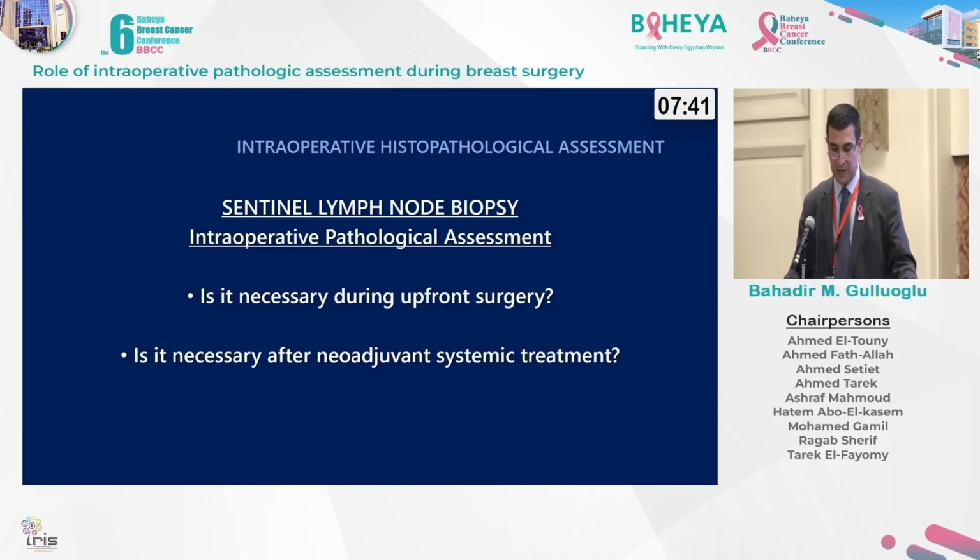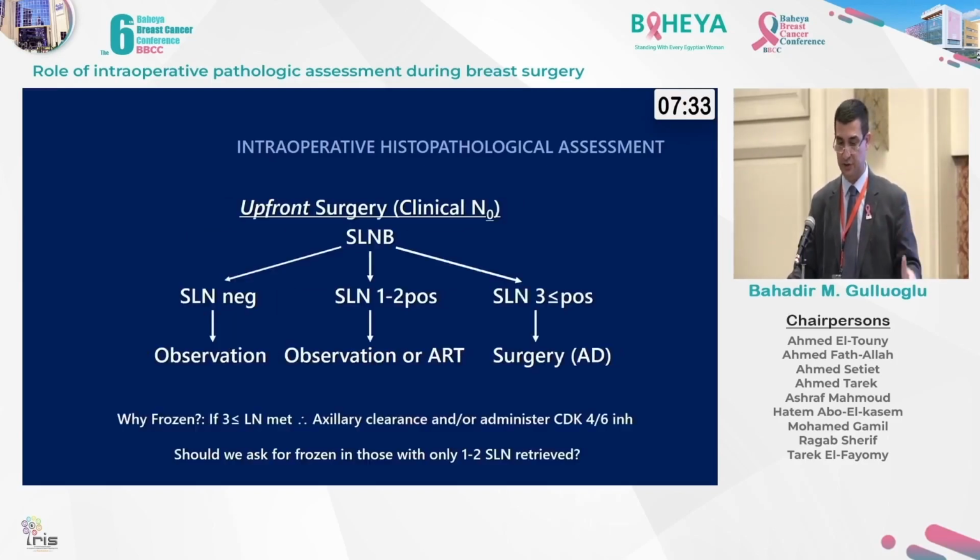So the question is: is it necessary during upfront surgery? Also, is it necessary after neoadjuvant chemotherapy? Because that's another setting in which you should consider doing an intraoperative pathological assessment of the sentinel lymph node. You know that if the sentinel node is negative, you do nothing. Up to 2 positive, you may do observation. AMAROS says you may give radiotherapy, but that is a post-operative issue, so it doesn't require any pathological assessment during the surgery.